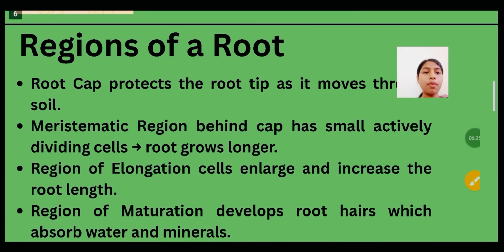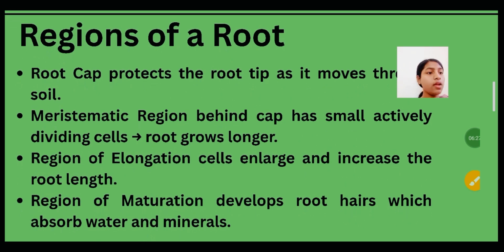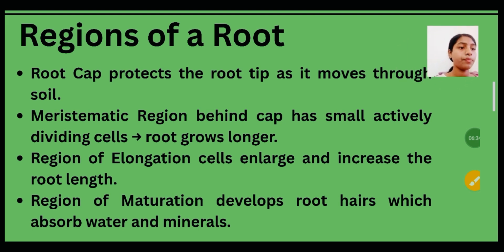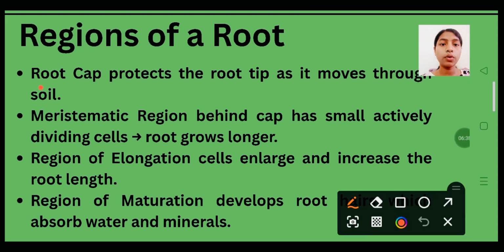Next we will discuss the regions of a root. Here there are mainly four regions. First is root cap, then meristematic region, region of elongation, and region of maturation. These are the main regions. The root cap protects the root. In the meristematic region, behind the cap there are small actively dividing cells, and the root grows longer.